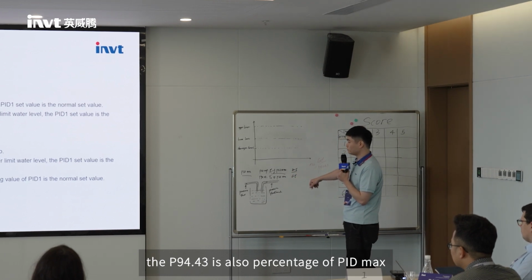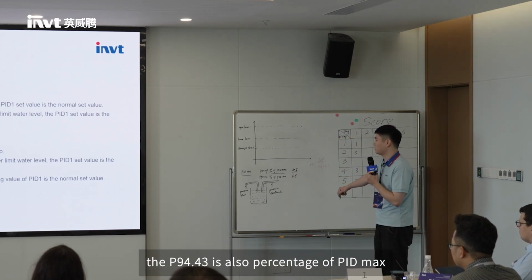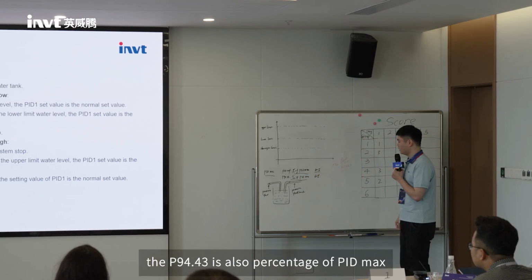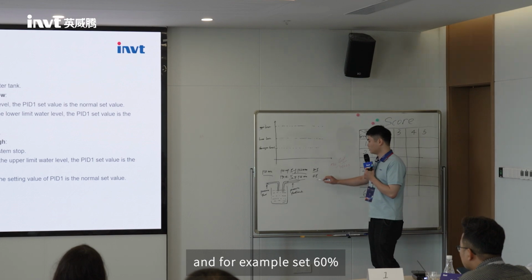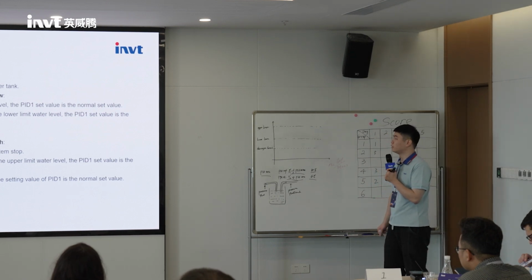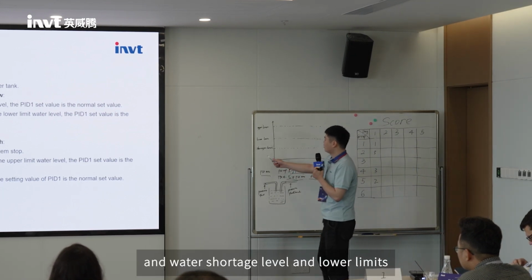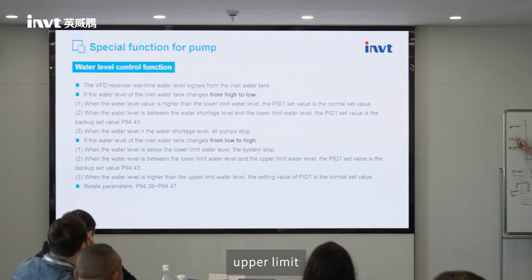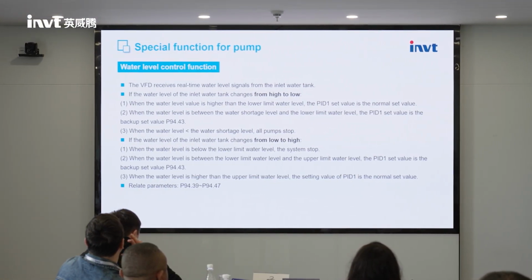P94.43 is also a percentage of PID max. For example, we say 16. And the shortage level and the low limit water level.